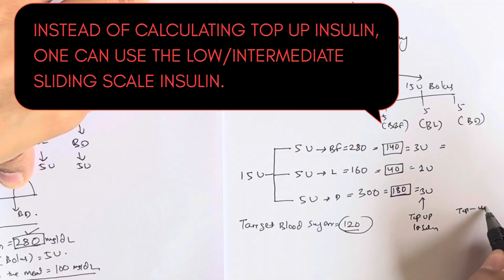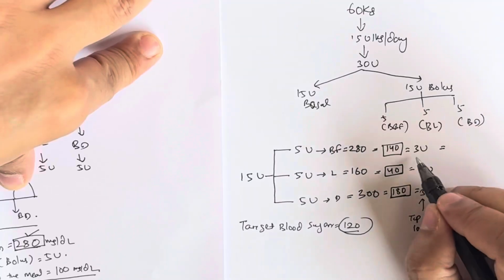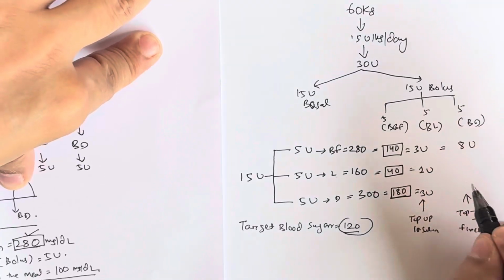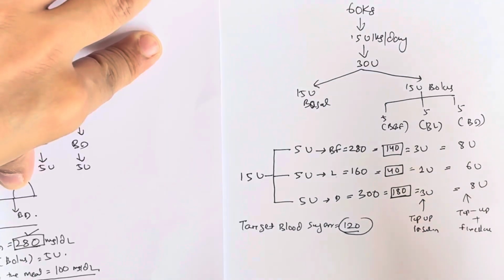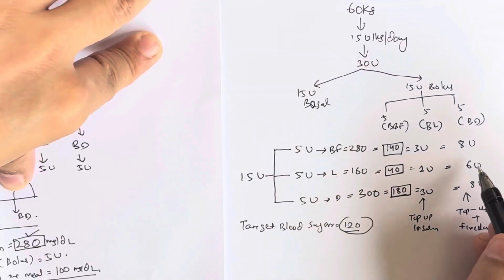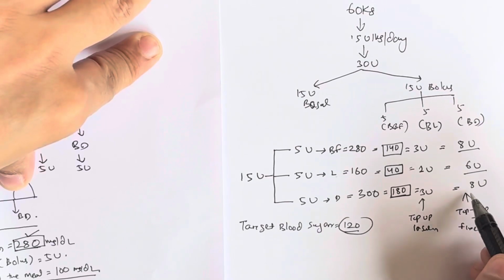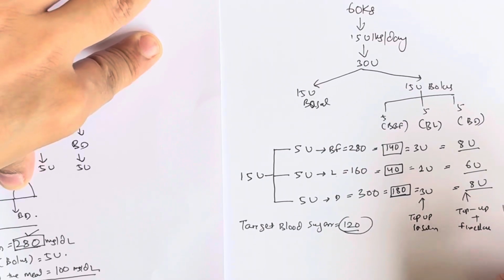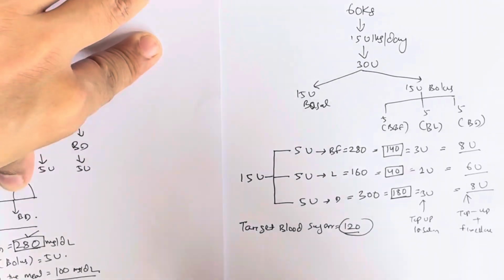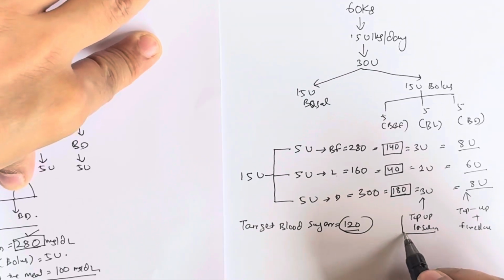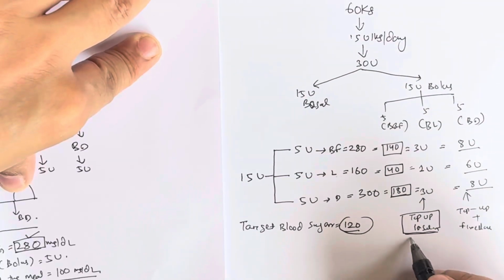So top up plus fixed dose. In this column it will become 5 plus 3, 8 unit; 5 plus 1, 6 unit; 5 plus 3, 8 unit, right? So before breakfast you have to give 8 unit, before lunch you have to give 6 unit, before dinner you have to give 8 unit. Despite our calculation that the patient requires 5, 5, 5, this is called the correctional dose of insulin. Now what is the total top up insulin we have gathered in one day? That is 3, 1 and 3, so this is 7 unit, right?